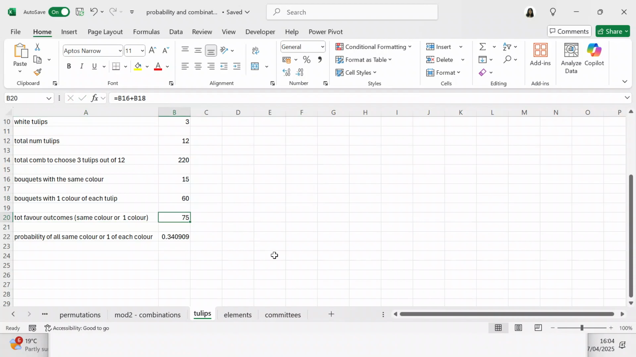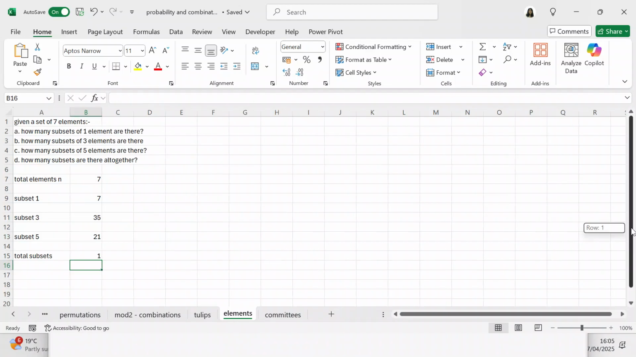Now you have the probability of all the same color or one of each color. So it's going to be B20, which is the total favorable outcomes, same color or one of each, divided by B14, which is the total combination to choose 3 tulips out of 12. So that's about 34%, which is 75 divided by 220.